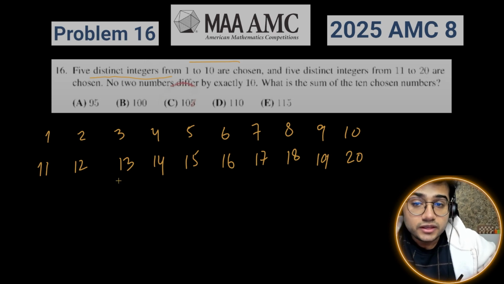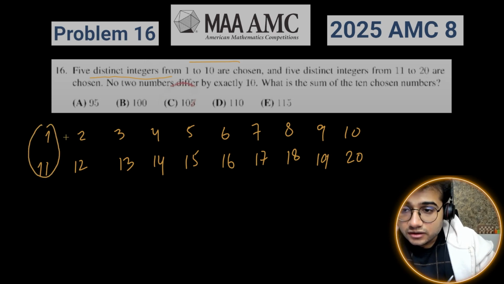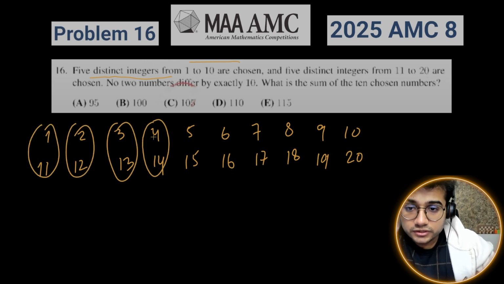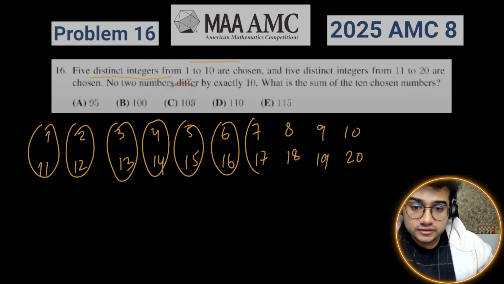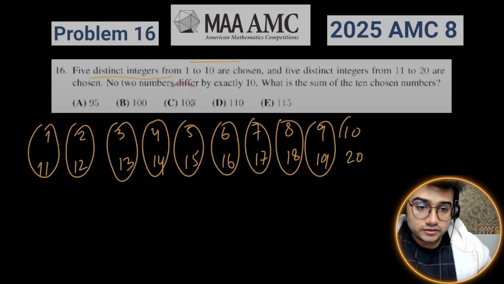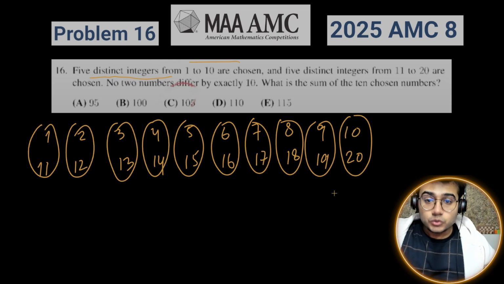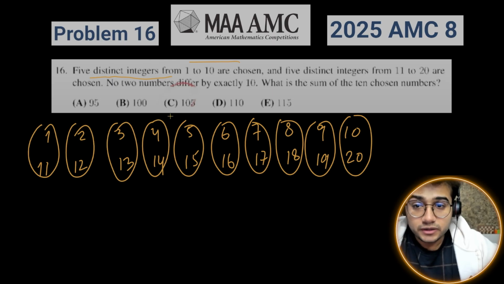Okay, now they're saying no 2 numbers differ by exactly 10. Well, we know that these are the only groups. See, 3 and 13, 4 and 14, 5 and 15, 6 and 16, 7 and 17, 8 and 18, 9 and 19, and 10 and 20. These are the only 10 possible pairings that differ by 10. So they said no 2 numbers differ by 10. That means we can't have 2 numbers from the same group. We can have exactly 1 number from a group. And since we are choosing exactly 10 numbers, right? 5 from here, 5 from here.